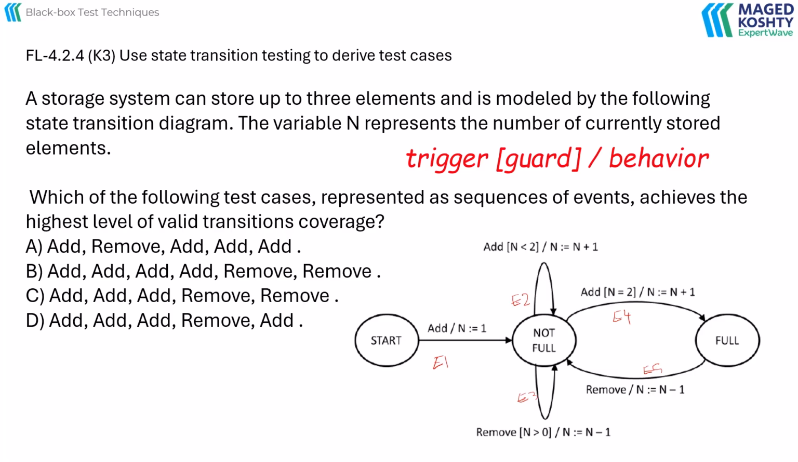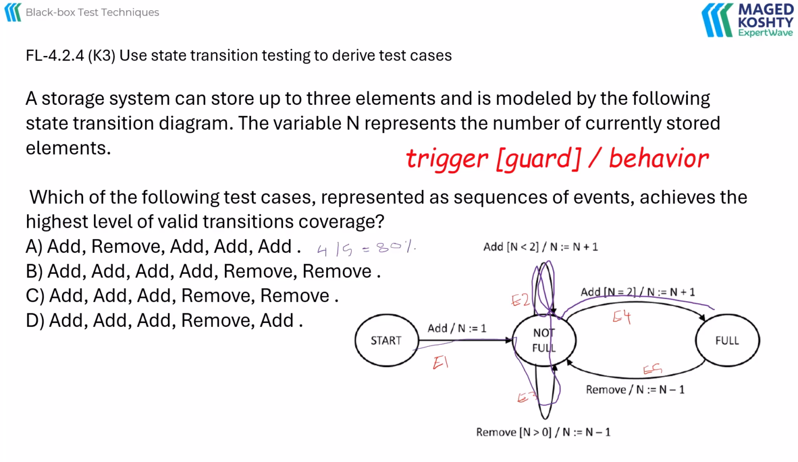Let's check how many transitions are covered in each answer option. Notice that there are 2 add transitions and 2 remove transitions. So we can choose either arrow when the option indicates add or remove. Just take good care of the condition guards on each arrow. Test case A: add, remove, add, add, add can be written as E1, E3, E2, E2, E4. So it covers 4 out of 5 valid transitions, achieving 80% valid transitions coverage.